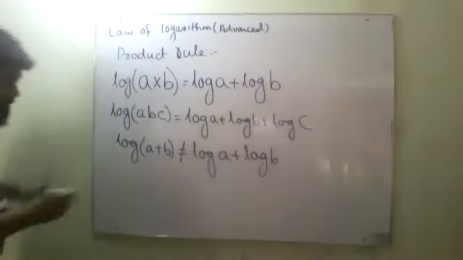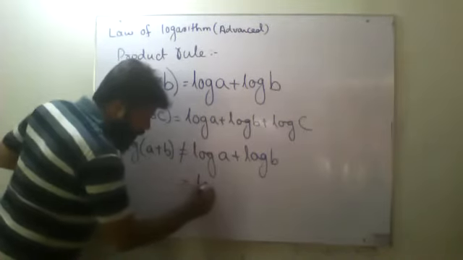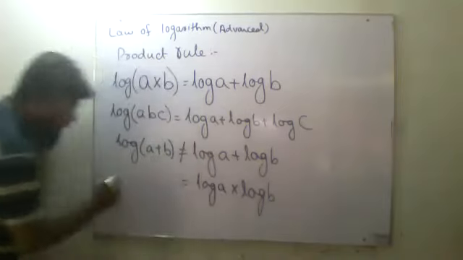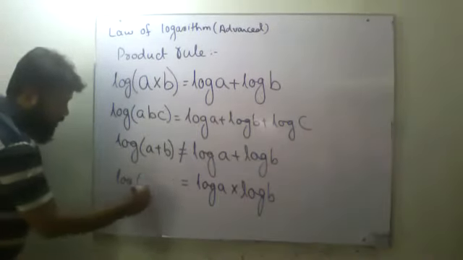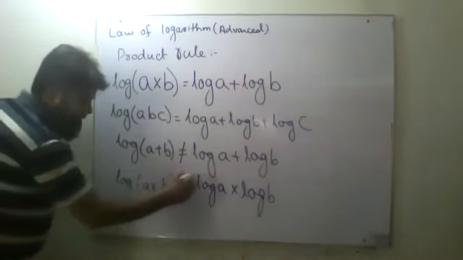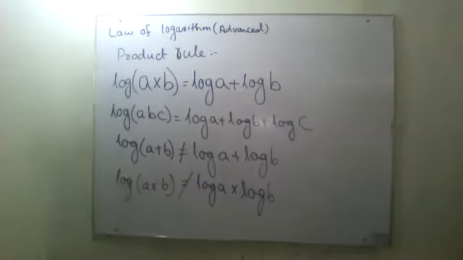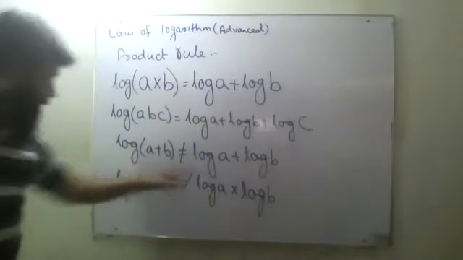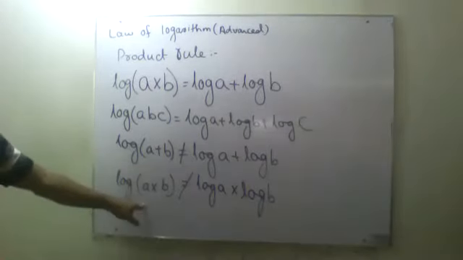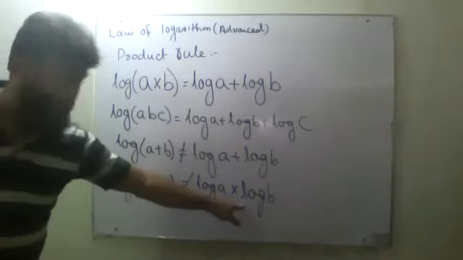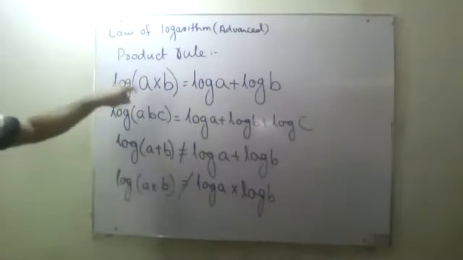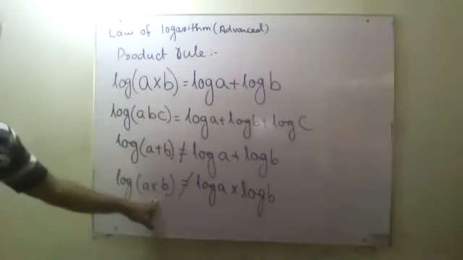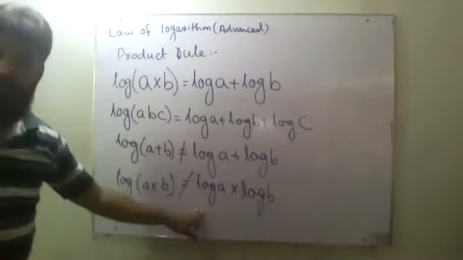And log a multiplied by log b, you can't write it as that. Okay, let's take log common and let's write it like this. No, this is also not the same thing. Log a multiplied by log b is not equal to log a into b. It is not equal to this thing. This is nothing. You will not do anything.